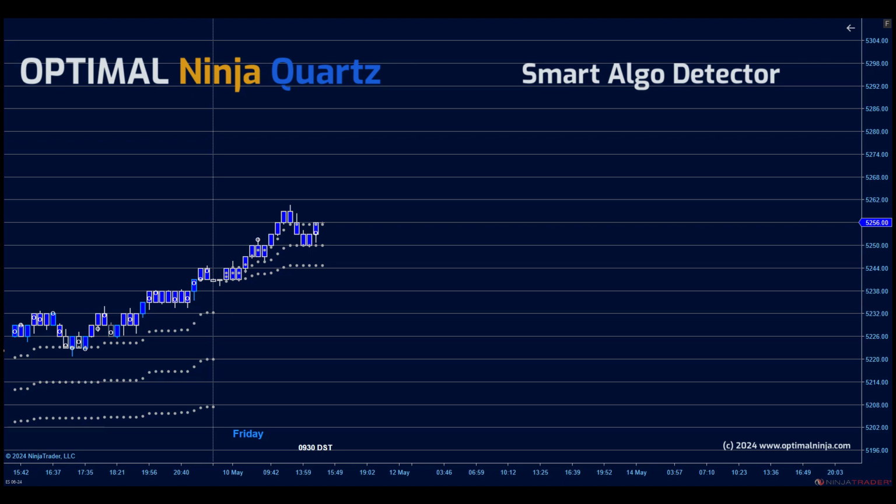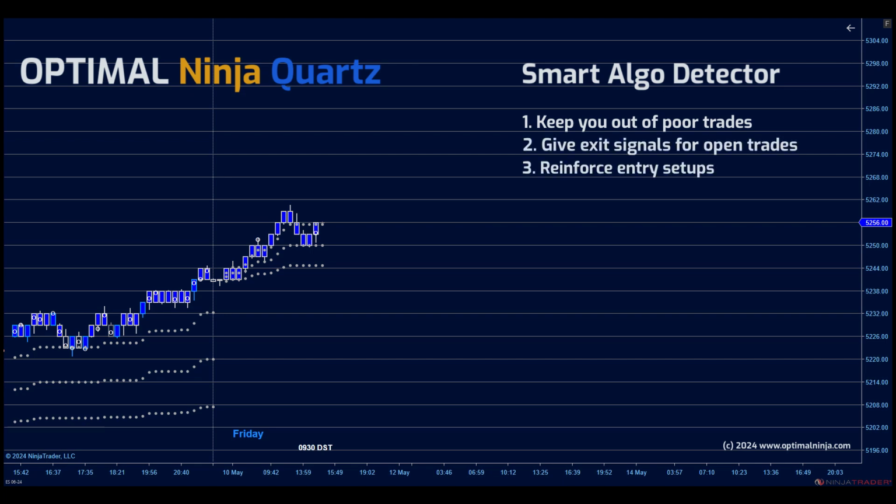Algo levels in themselves are not buy or sell signals. Rather, they are intended to: 1. Keep you out of poor trades so that you don't trade against them, 2. Give exit signals for open trades, and 3. Reinforce entry setups. And as with all indicators, the key skill is to interpret the signals in context.